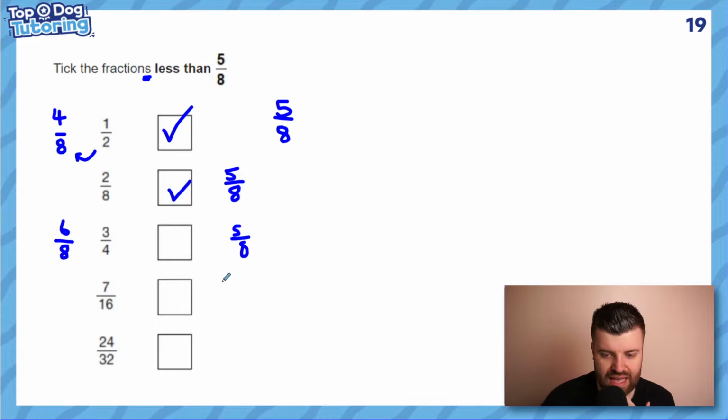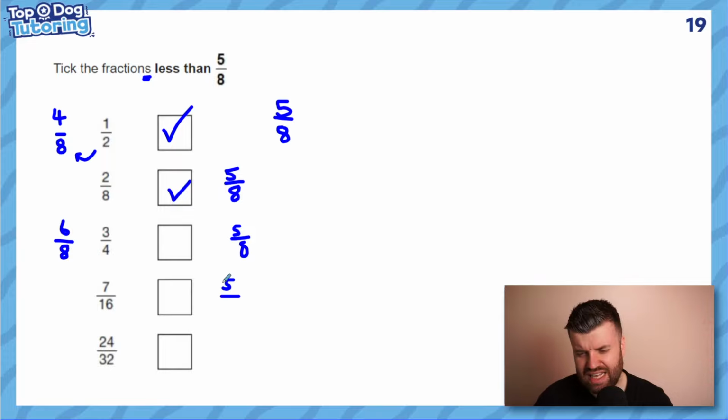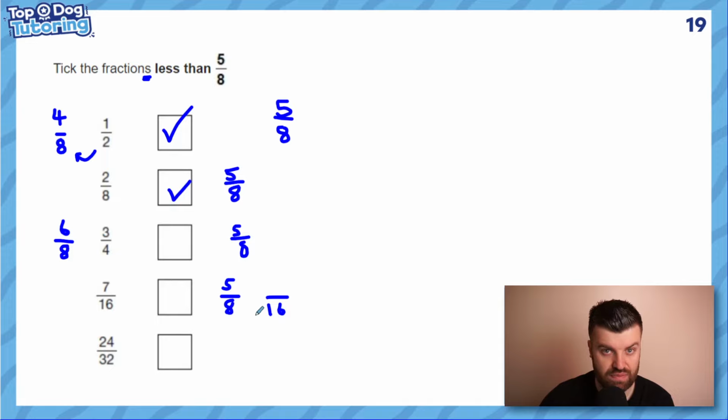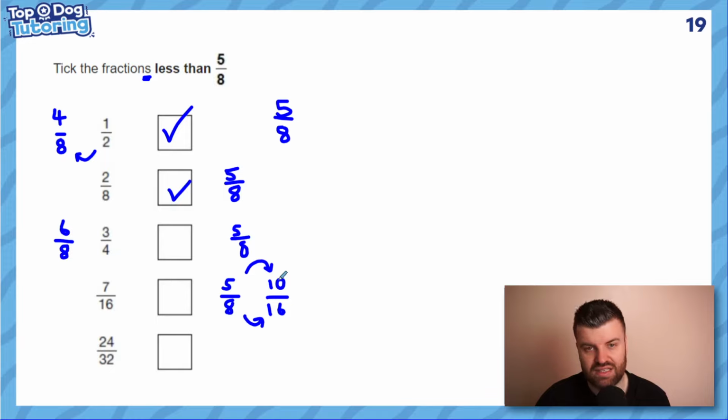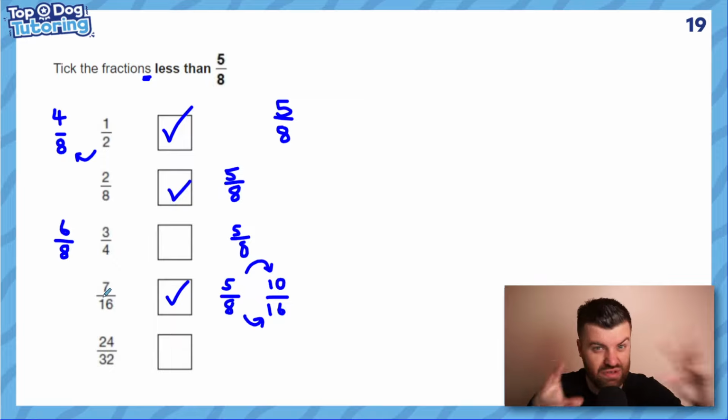Next one, 7/16. Okay, well, do you know what I'm going to do this time? Instead of trying to half 16 and then half 7, which is an odd number so I'm going to get a decimal, that's really confusing. No, I'm just going to change 5/8 to 16ths this time. So 8 times 2 is 16. Do the same to the top, and we get 10/16. Is 7/16 less than 10/16? Yes. You may have also noticed that 7/16 is less than a half, because 8/16 would be a half.